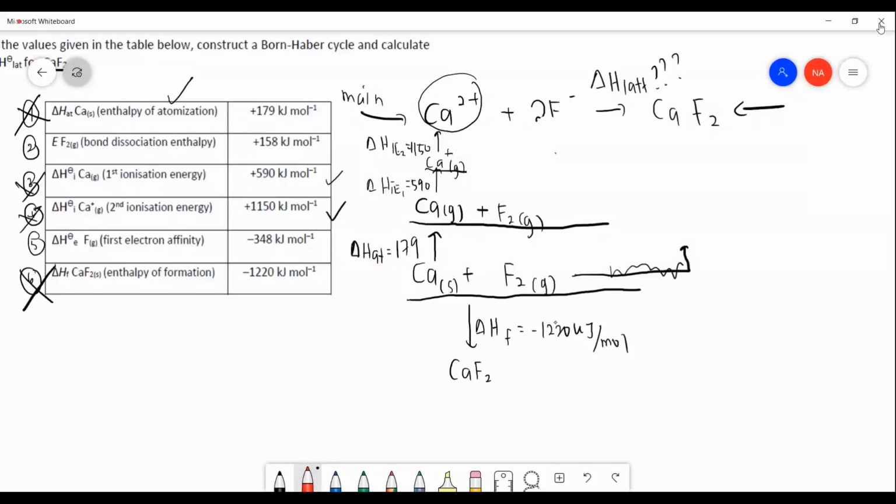We have settled with calcium F2 undergoing delta H dissociation of F2. If F2 equals 158, then we get F gas. Alright, then how to get F minus? So F minus is from delta first electron affinity of F equal to negative 348.